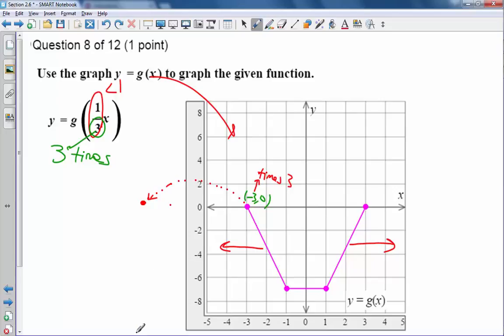Okay? There are 4 marked points here. How about this one? This is minus 1, 0. Where does minus 1, 0 go? Negative 3, 0. Where is negative 3, 0? There we go. Okay? How about this one? 1, 0. Where does 1, 0 go?